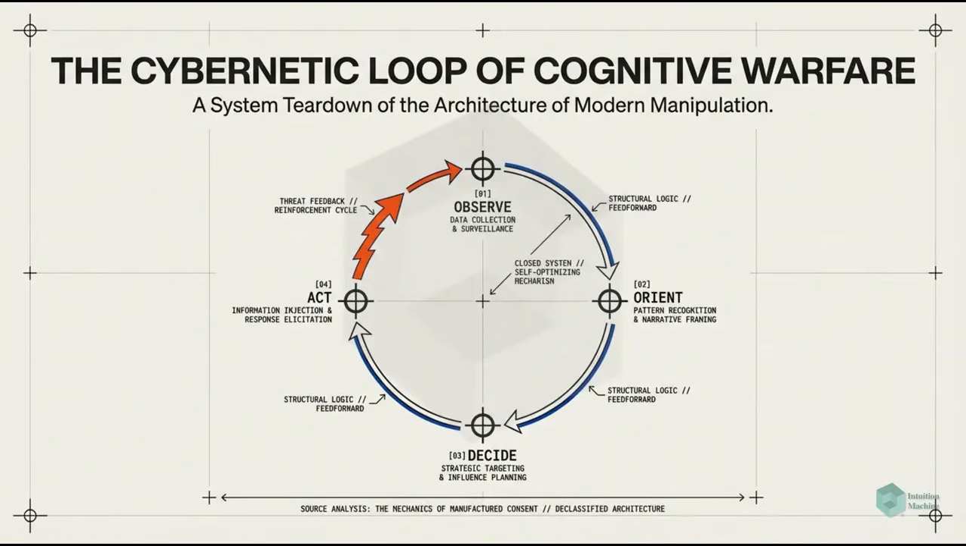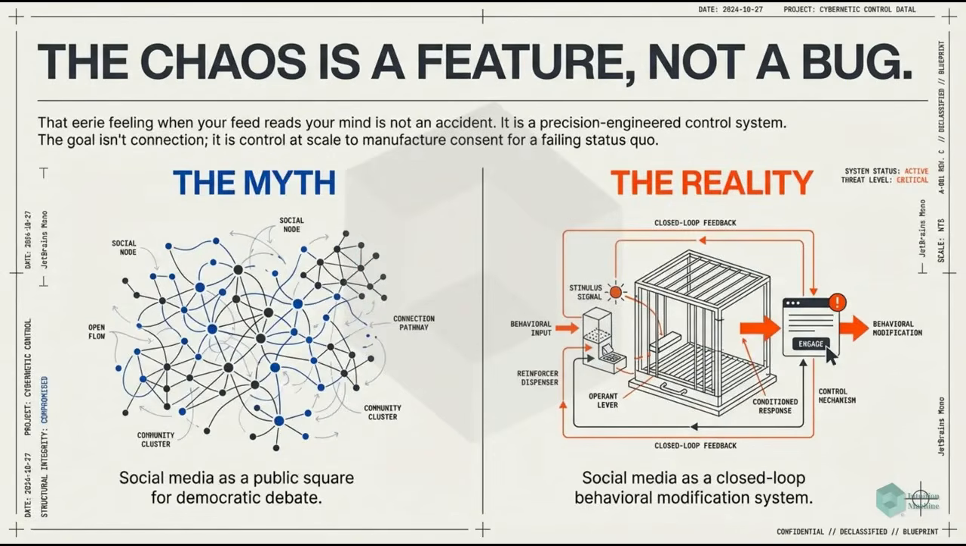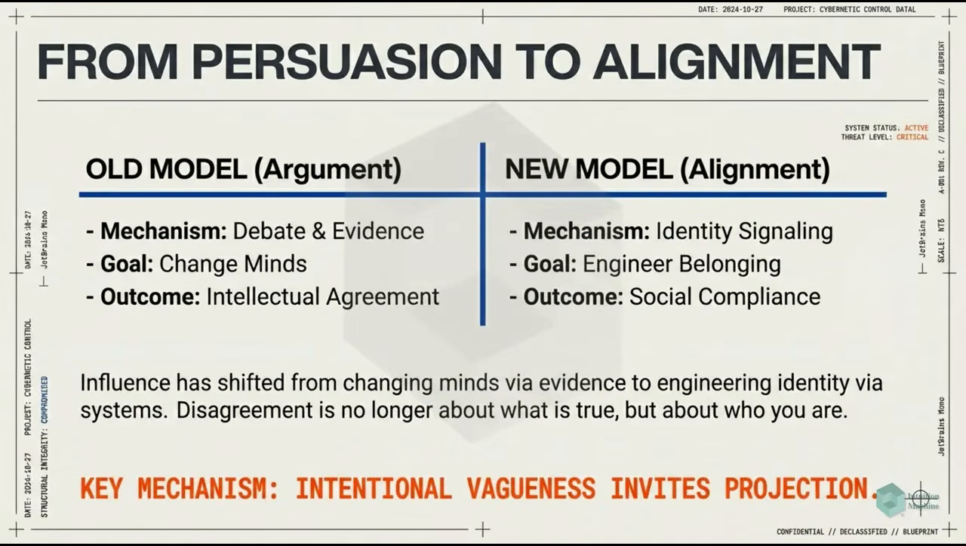It doesn't target your beliefs. It targets your state. Here's what I mean. Traditional persuasion tries to change what you think. Modern manipulation changes how you think by controlling your emotional state, your information environment, and your cognitive capacity in real time. Think less convince, more regulate.